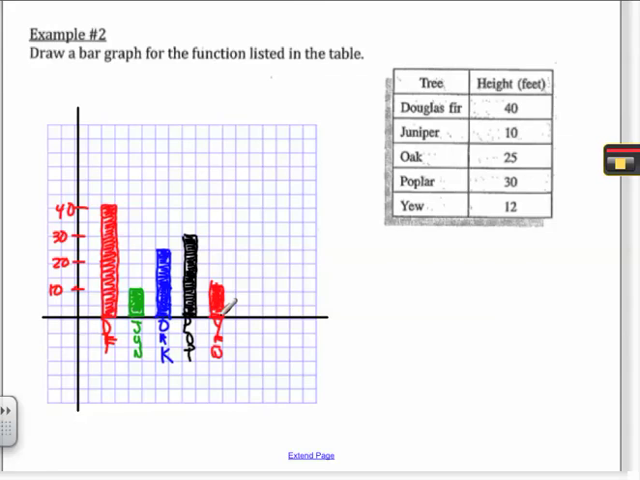All right. Good job, guys. You guys know how to do that, but it was nice to practice one. All right, let's look at the next example.